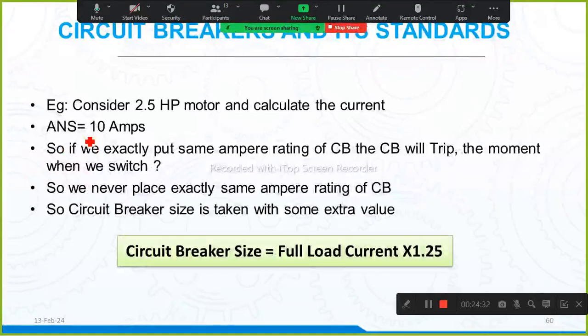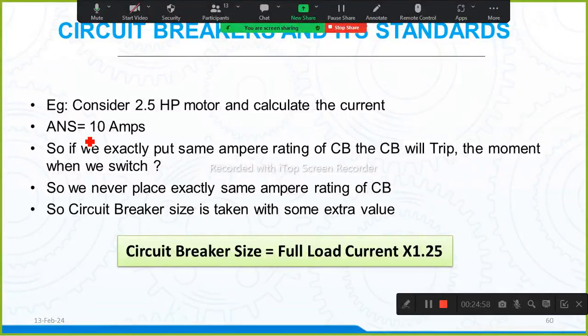To avoid such things, we never put exactly the same ampere rating of the circuit breaker which you got. We need to put some 25% extra over the rated current. So that is the reason circuit breaker size is equal to full load current into 1.25. For all the LT side, the formula for circuit breaker sizing is full load current into 1.25, because we are taking 25% extra over the rated full load current. So CB size equals full load current into 1.25.